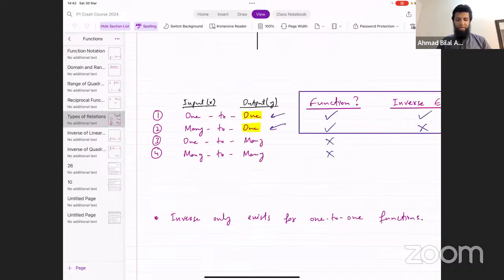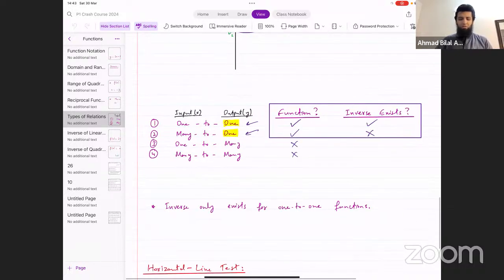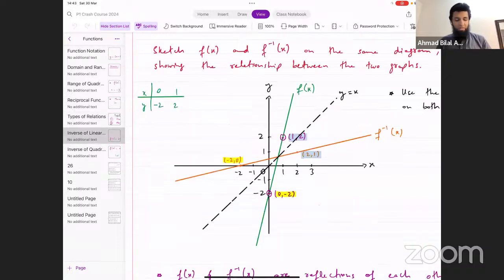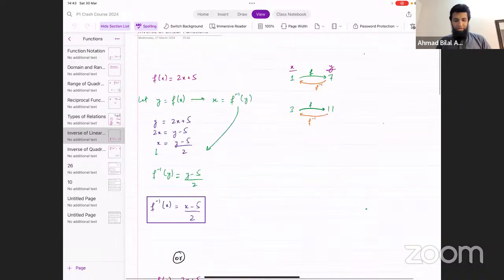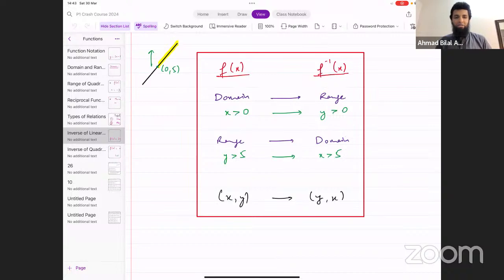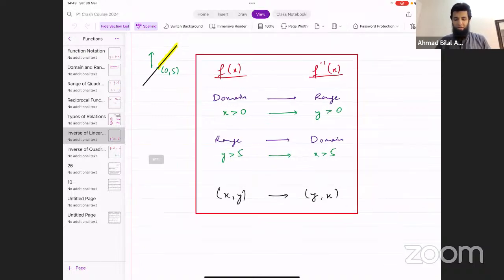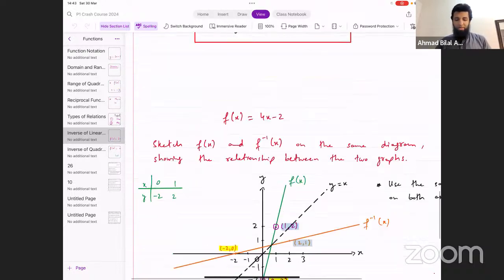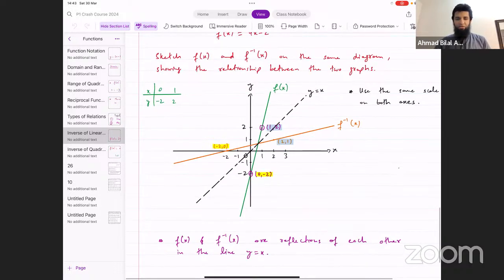Then we talked about different types of relationships, one-to-one, many-to-one, one-to-many, many-to-many. Only the first two are functions, and inverse only exists for one-to-one functions. We looked at how the domain and range of a function and its inverse are related. So domain of a function is the same as the range of the inverse function, and the range of a function is the same as the domain of the inverse function, and so on. We talked about how to draw their graphs, how their graphs are reflections of each other in the line y equals x.